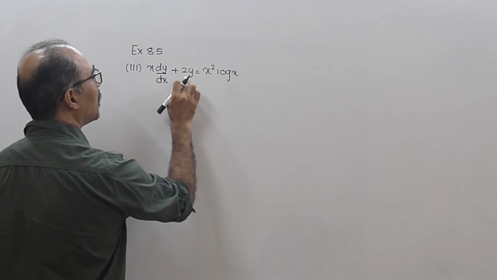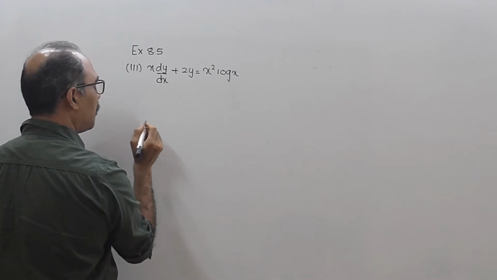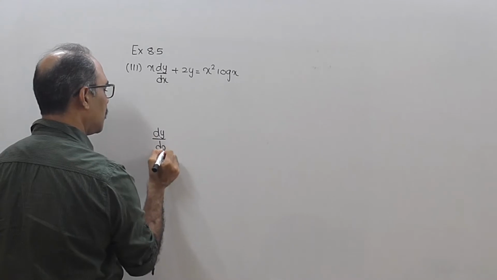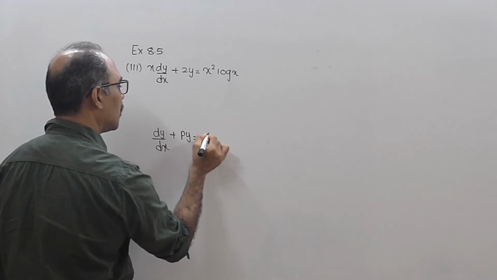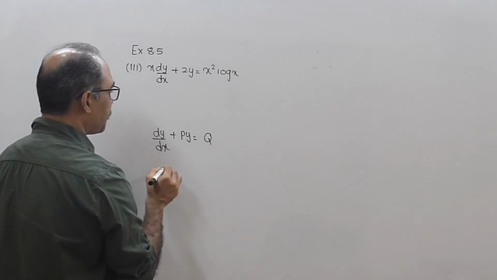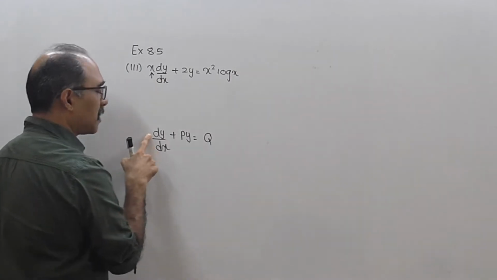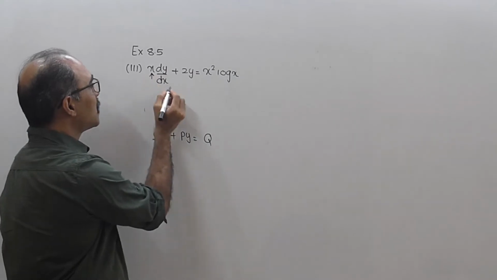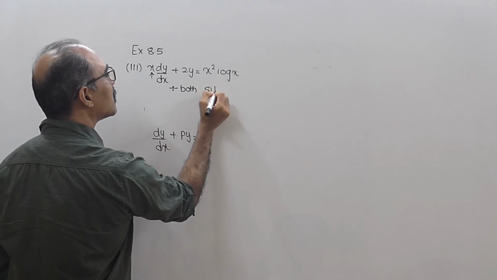Third question: x dy by dx plus 2y equal to x square. See, the form of the question has to be in the form of dy by dx plus Py equal to Q. It should be in this form. So what happens is we have an x here. As per the format, it should be only dy by dx plus Py equal to Q. So this x is not needed. So I will say divide both sides by x.